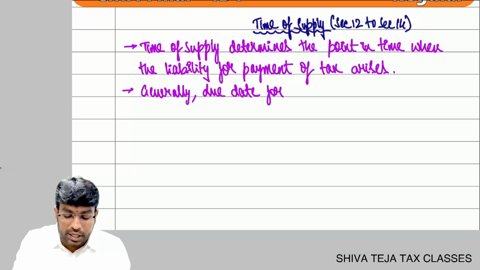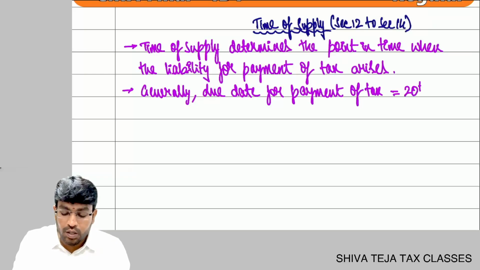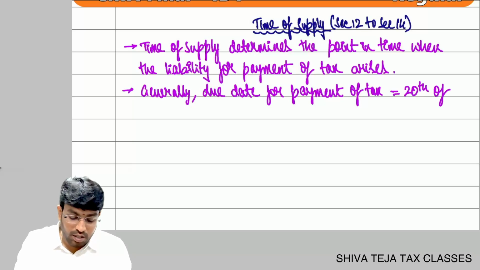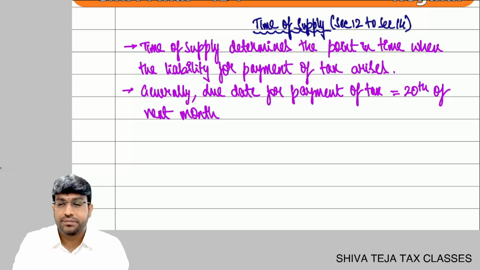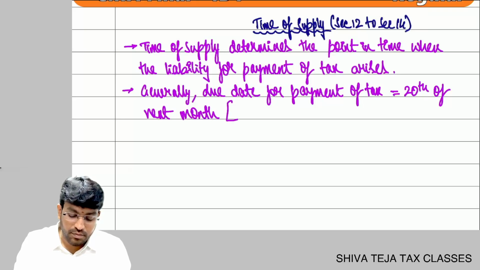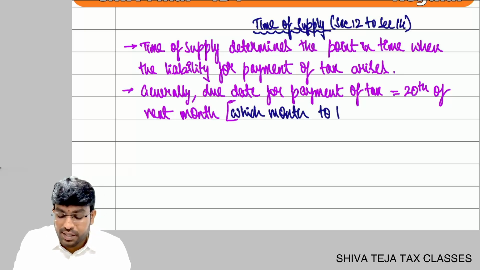Generally, the due date for payment of tax is equal to what, my dear friends? 20th of next month. In the bracket, which month to be considered?